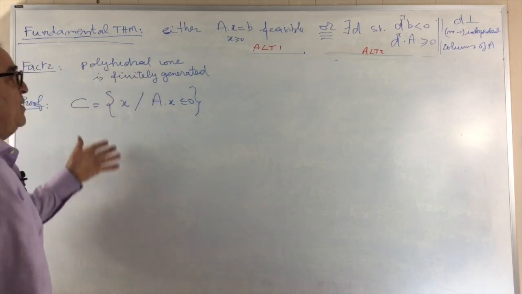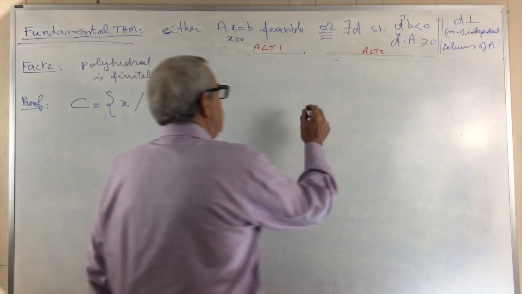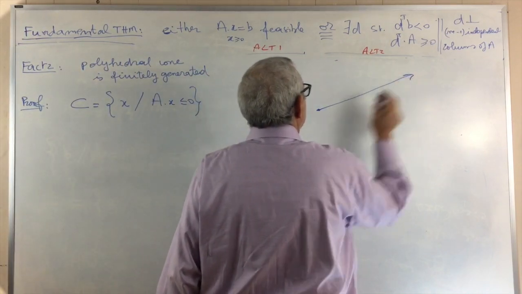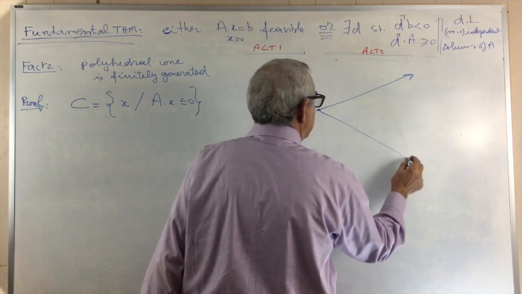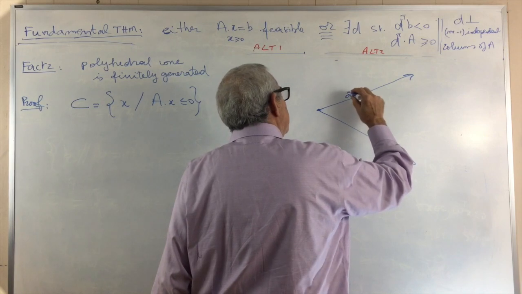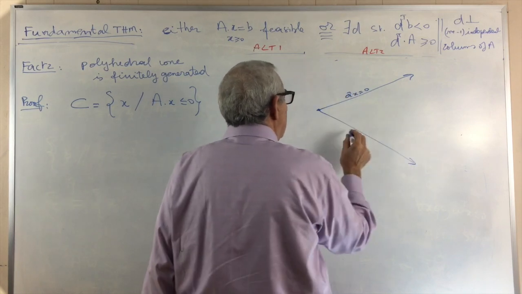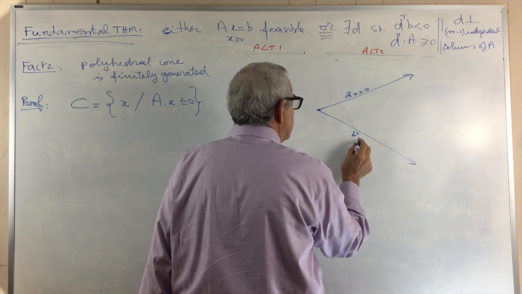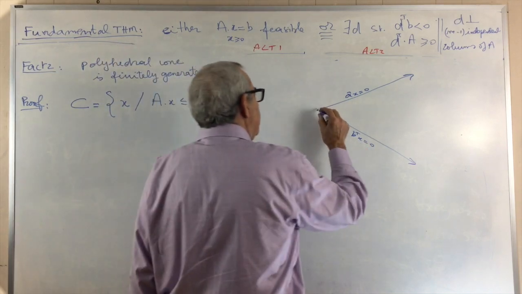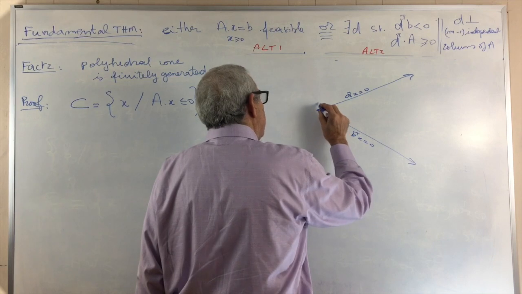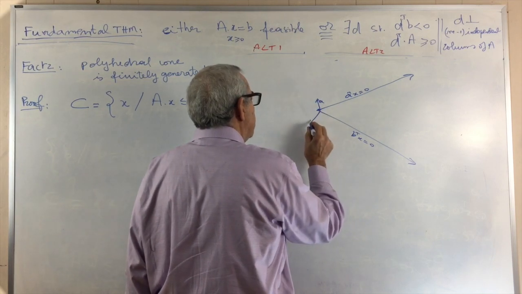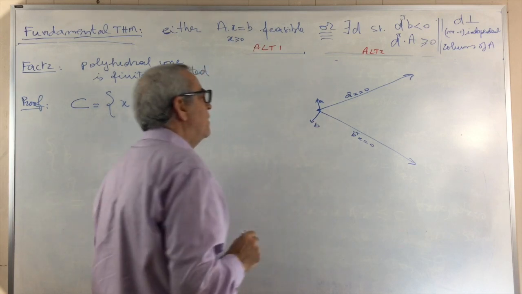To make the proof easier, I'm going to illustrate it in 2 dimensions. So let me take a cone like this. The equation of this line is A transpose x equal to 0, and the equation of this line is B transpose x equal to 0. If I draw the vector A, it is perpendicular to the line. That's A, and same thing with this line, that's B.